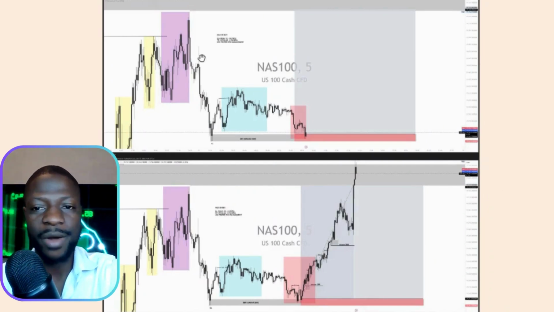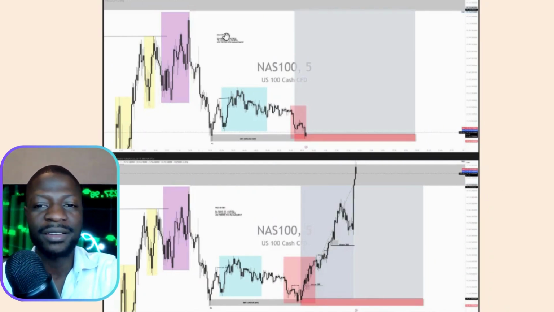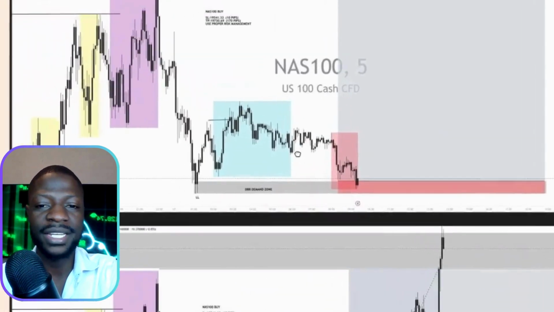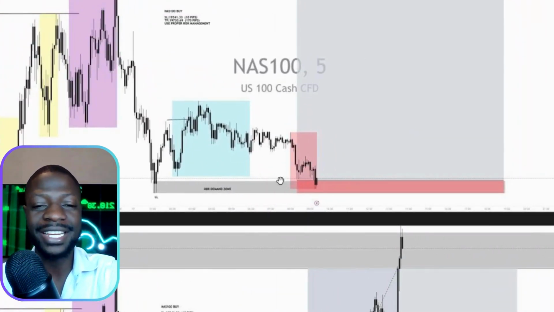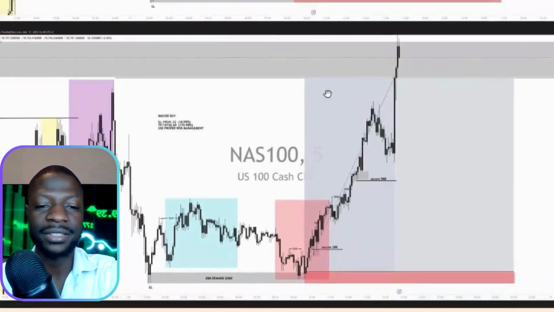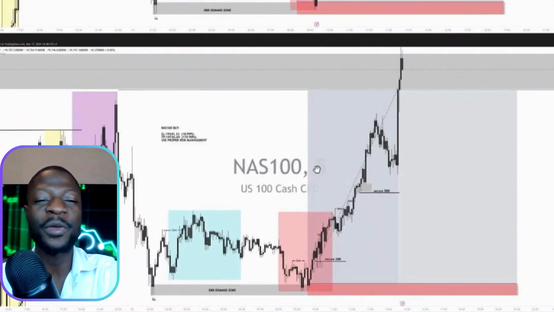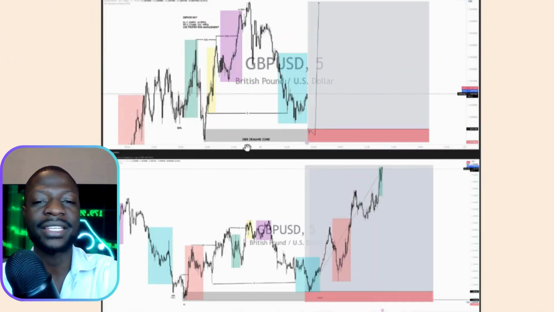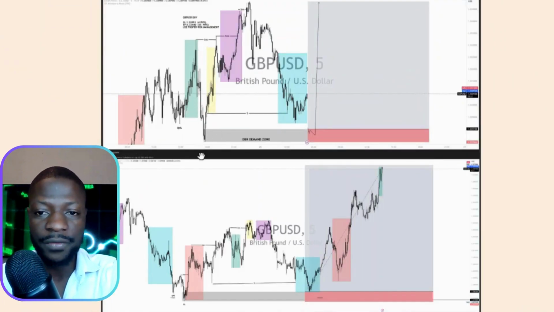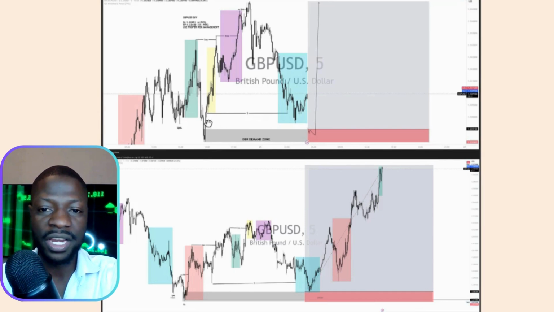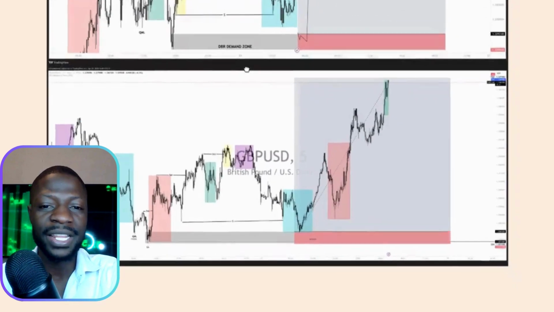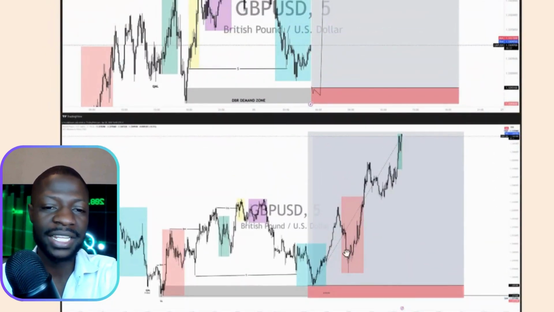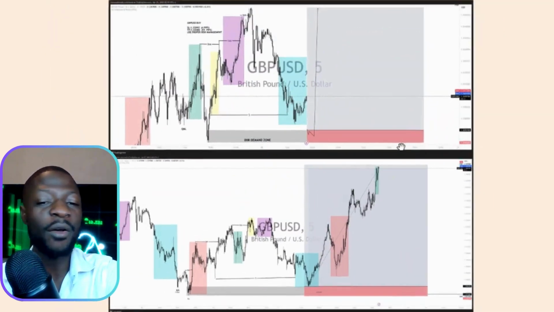This is Nasdaq right here, drop base rally, break of structure. The market comes and actually takes out the Asian session. Then guess what? It goes all the way to full take profit right there. Just amazing, guys. Then we have GBP USD, drop base rally, break of structure. We have the Asian session and also liquidity right here. The market beautifully takes out that and then comes into our zone, and then off we go.